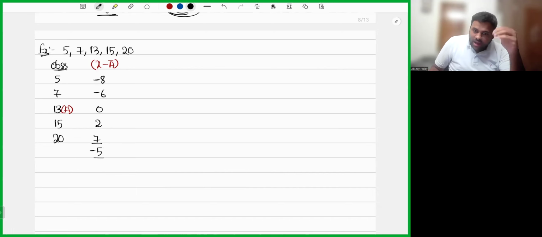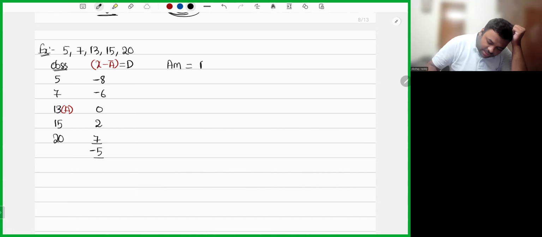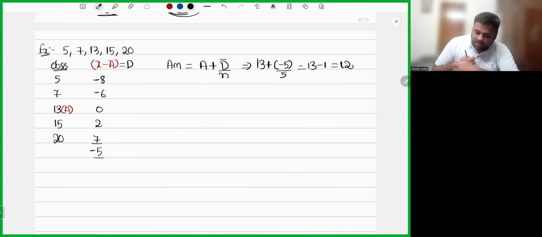Okay. Now I'll apply one formula. This is called deviation from assumed mean. The arithmetic mean will be equal to the assumed mean plus the sum of deviations from the assumed mean divided by the number of observations. The assumed mean is 13, plus minus 5 divided by 5. So 13 minus 1, which is equal to 12. So this is my arithmetic mean: A plus the sum of deviations divided by the number of observations.